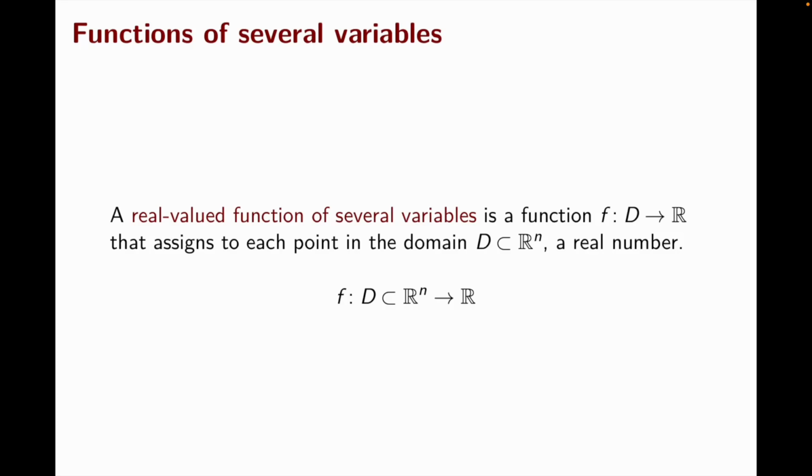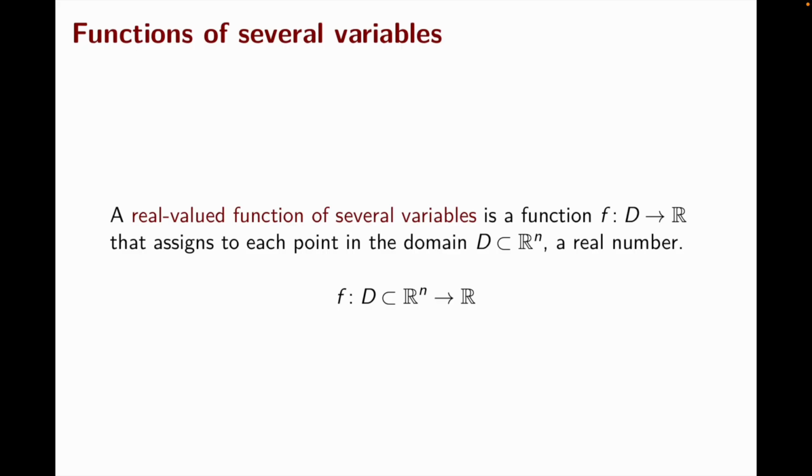A real value function of several variables is a function whose domain is in Rn and the codomain is the real numbers. So it's a function whose images are going to be real numbers, but the inputs, the pre-images, are going to be points in Rn, in R2, R3, or in general Rn.